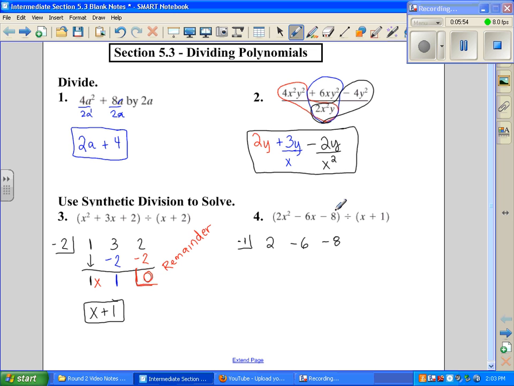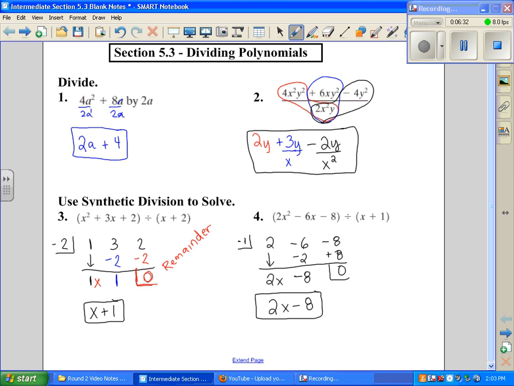Now we're going to drop the first, and then we multiply. Negative 1 times 2 is negative 2. Add down. Negative 6 minus 2 is negative 8. Start over. Negative 1 times a negative 8 is a positive 8. Add down. Okay. Go back and look at your original problem. It's an x squared term, so my answer is going to be 1 degree less. So it's going to be an x term. So I get 2x minus 8.